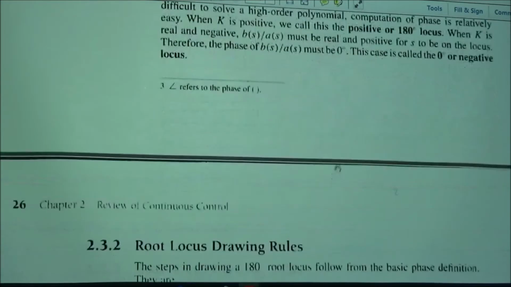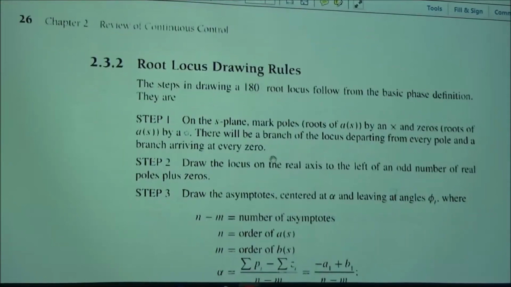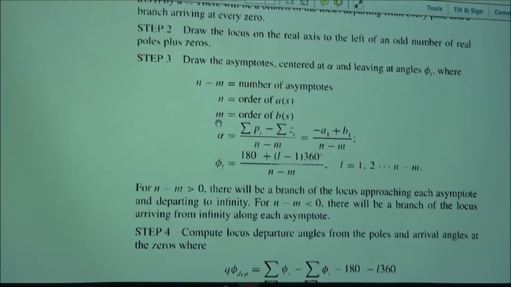Typically, you have these kinds of rules, which we don't want you to follow in detail because you're supposed to already have done it in the control class, but I will give you a quick set of rules, not all of them, to get you a ballpark idea about the shape of the root locus.